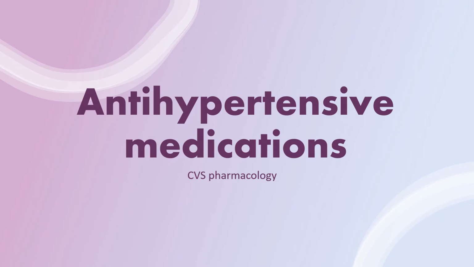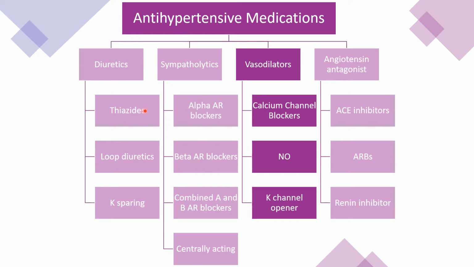We're going to continue our discussion about antihypertensive medications. So I hope you've seen the first two videos. This is part 3 of this antihypertensive med series. If you've been following this series, the first part was about diuretics, and then in the last video we talked about sympatholytics, so our alpha and beta blockers, and today we're going to discuss vasodilators.